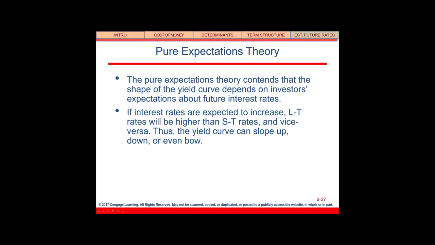So if investors expect that in the future the interest rate is going up, therefore you observe an upward sloping yield curve, which is the norm, right? But if the investors believe that the interest rate right now is already too high and in the future it's going to go down, then you're going to observe a downward sloping yield curve, right? So in that case, it's an abnormal yield curve. So if interest rates are expected to increase, then long-term rates will be higher than short-term rates, and vice versa. Thus, the yield curve can slope up, slope down, or even bow.